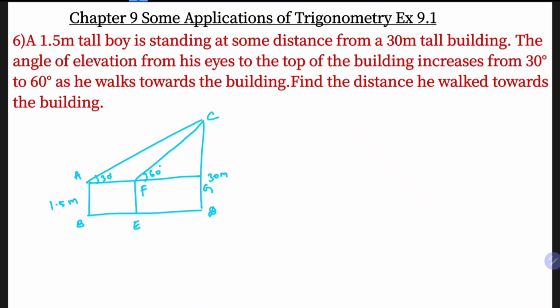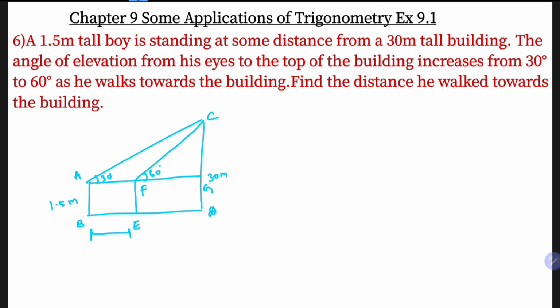So we have to find the distance he has walked towards the building. We have to find what is BE. As we have drawn an imaginary line AG, so BE is equal to AF, FG is equal to ED and AG is equal to BD. So we have to consider CG.